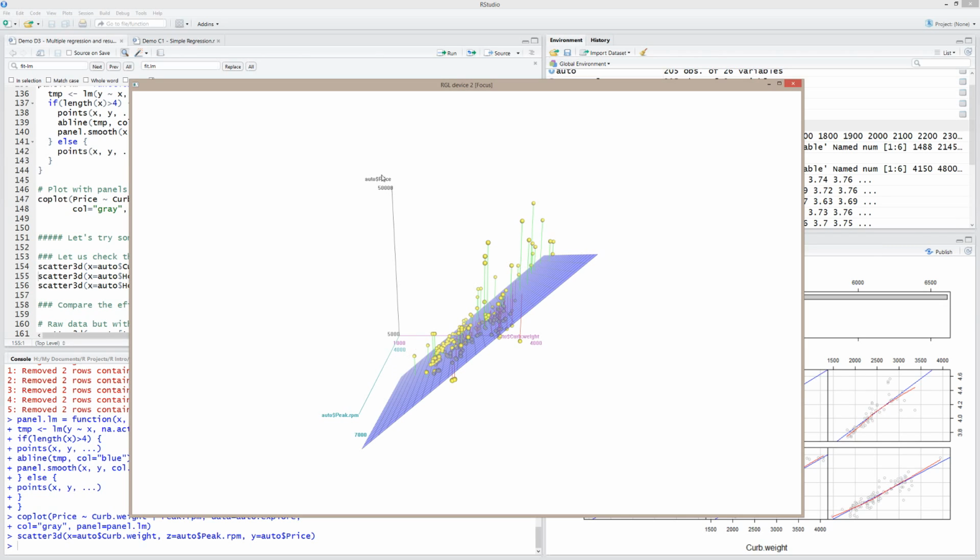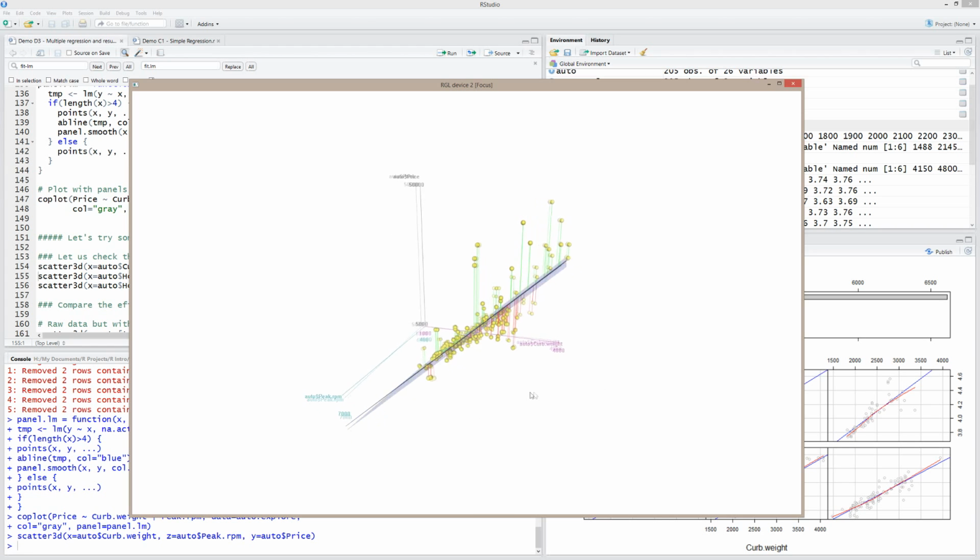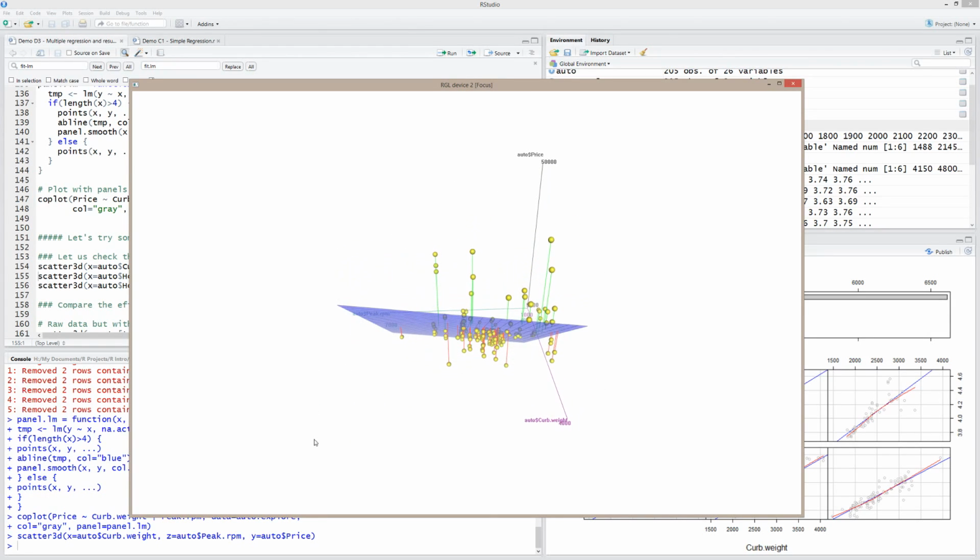This is the data, the price, peak RPM, and the weight, and the blue plane represents the linear model. The yellow dots represent the observations, and the green lines the distance to the model. We can actually move this chart to observe it from different angles. We can see that the original data was quite far from the linear model, which was constructed for this data set. Quite interesting.